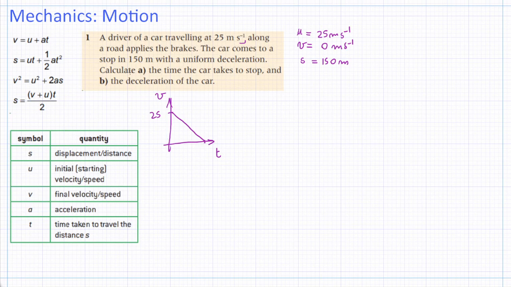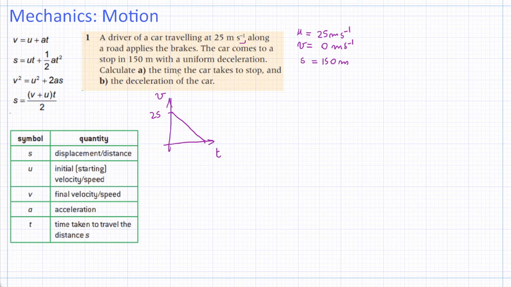This is velocity-time, and we don't know the final time. So let's calculate a, the time that the car takes to stop, which would be exactly this point in the graph, and the deceleration of the car, which would be the gradient. You don't need this graph for this question. Let's take a look at the equations that we have. So we know initial and final velocities, or speeds, because the direction here doesn't matter, and we know displacement.